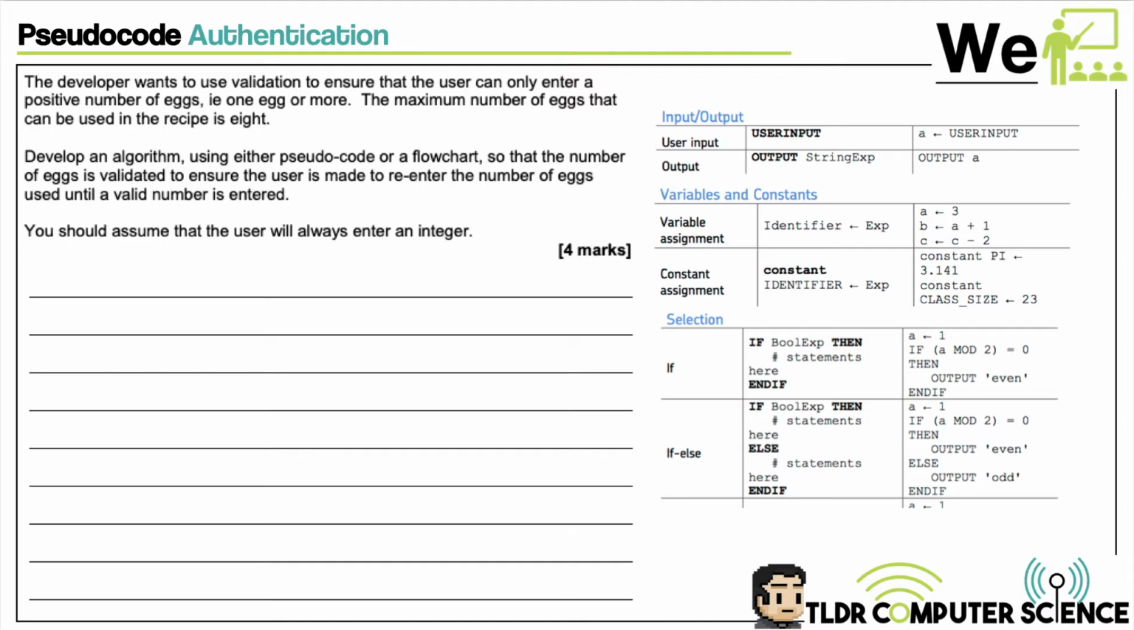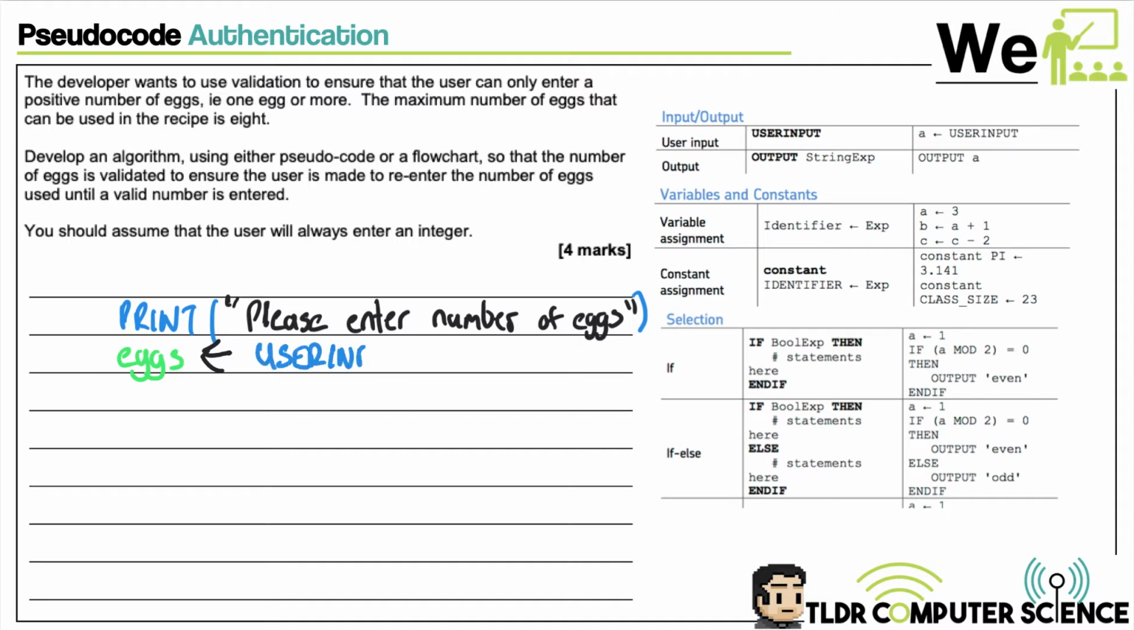First of all, I'm going to ask the person, I'm going to write print, please enter number of eggs. So I've done the statement here, please enter the number of eggs. Then I'm going to need a variable to store the response. It should be a sensible name. So eggs makes sense, right? Because that's what we're doing. To assign, it's the arrow. And the command to get somebody to input it is user input.